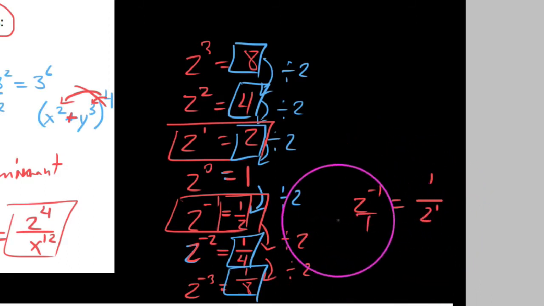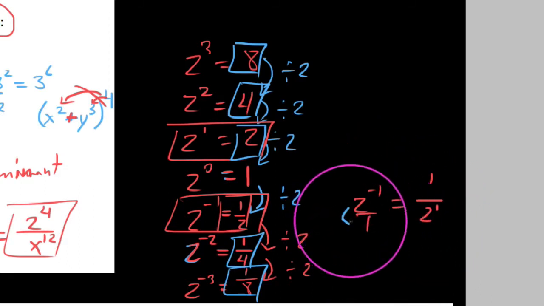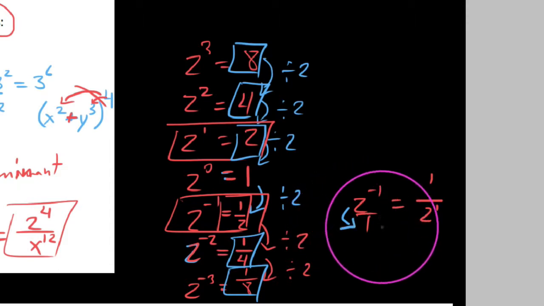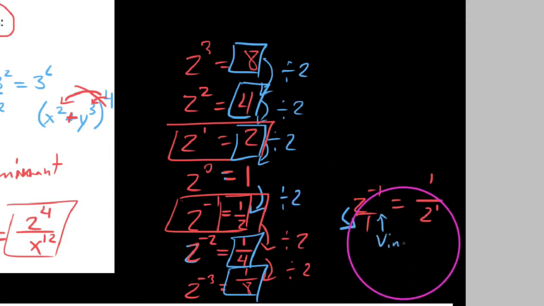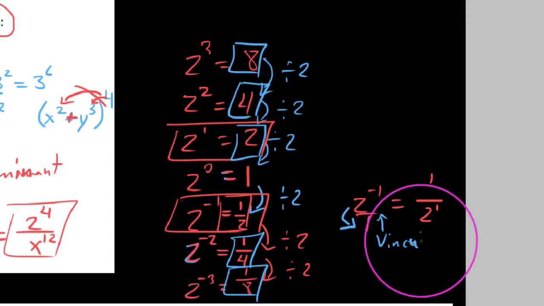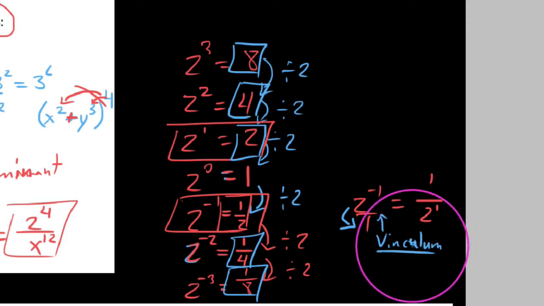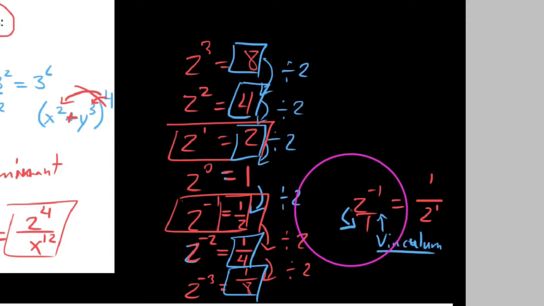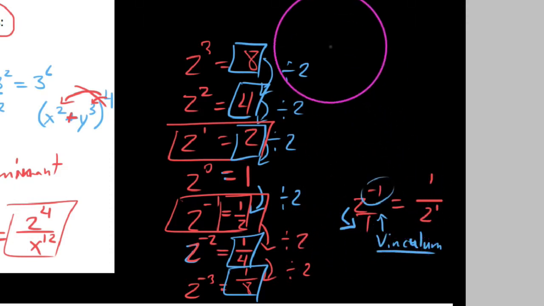Essentially, when you have a base and it crosses over this bar on a fraction, this bar is called the vinculum. We say there's a fine line between the numerator and the denominator, and that's just a dumb joke. But essentially, anything that crosses over this vinculum, its exponent switches its sign.